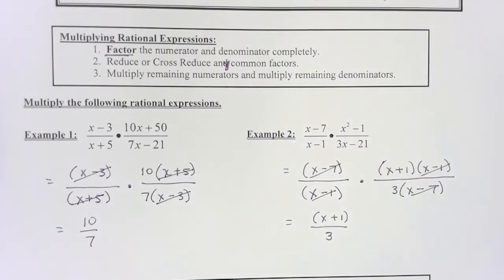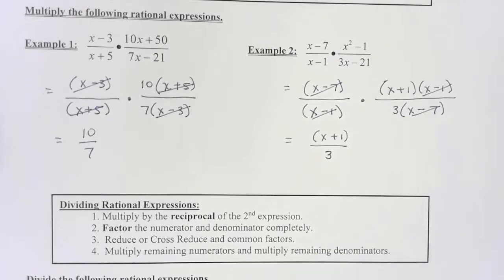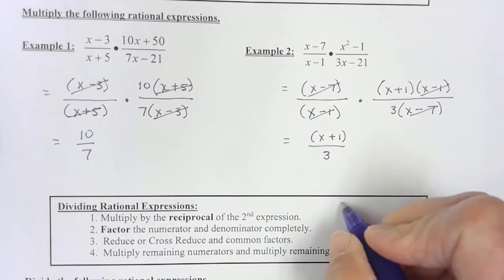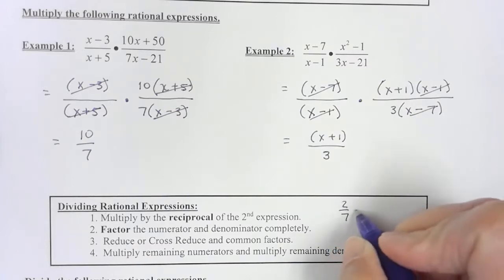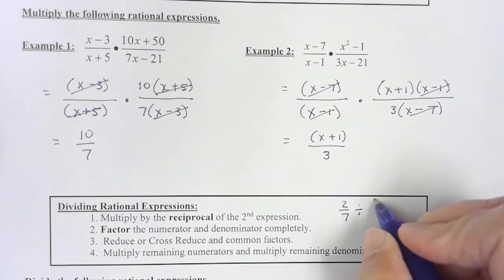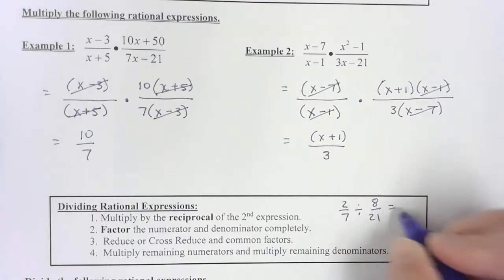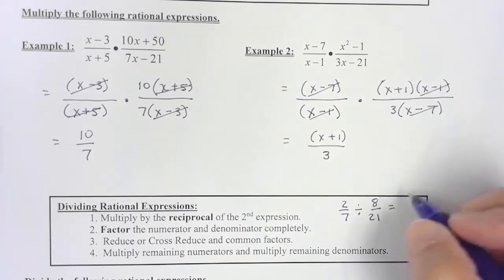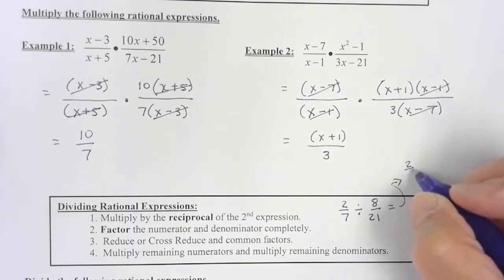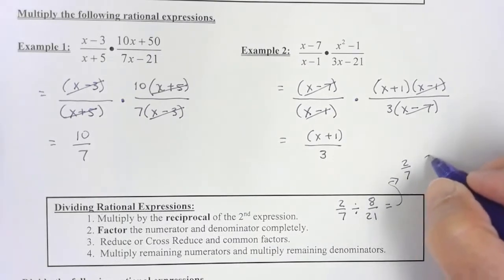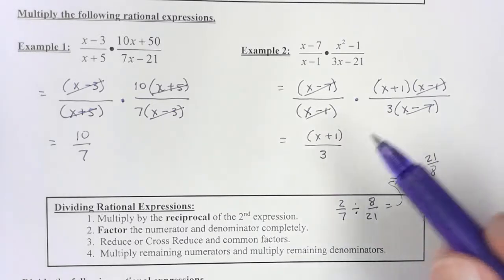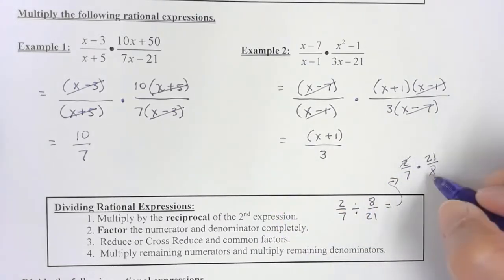Okay, so factor first. Dividing rational expressions: multiply by the reciprocal of the second expression. When we used to divide fractions, let's say I have 2/7 being divided by 8/21, I get the reciprocal of the one I'm dividing by. So that would be 2/7, get the reciprocal, and I multiply. And with me doing that, I'm going back to what we did a little bit earlier. Let me go ahead and work this one out.